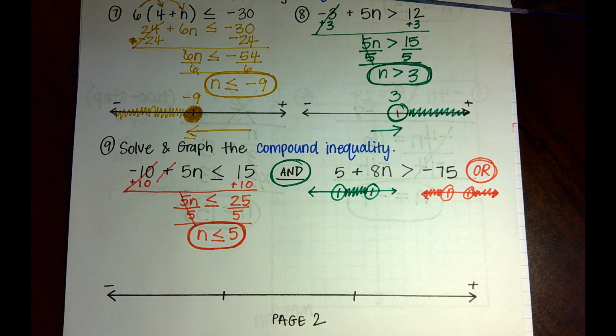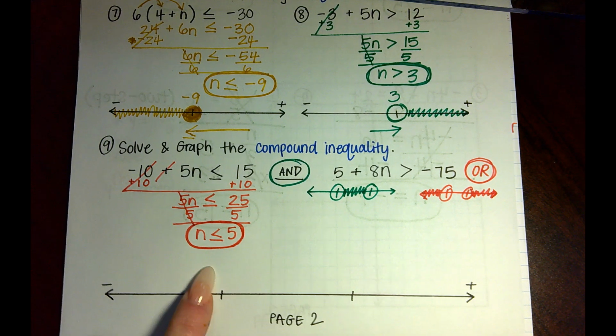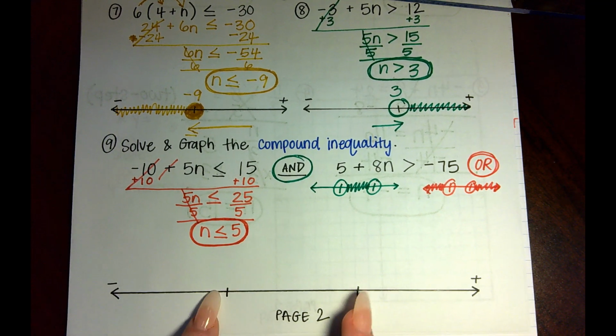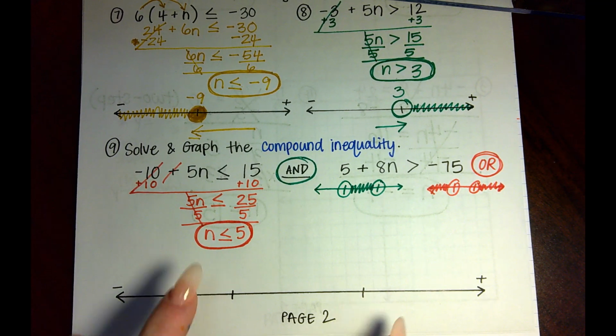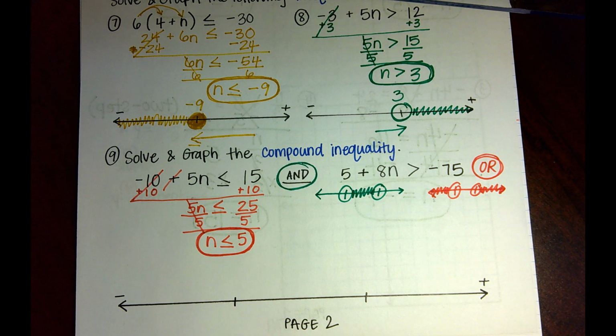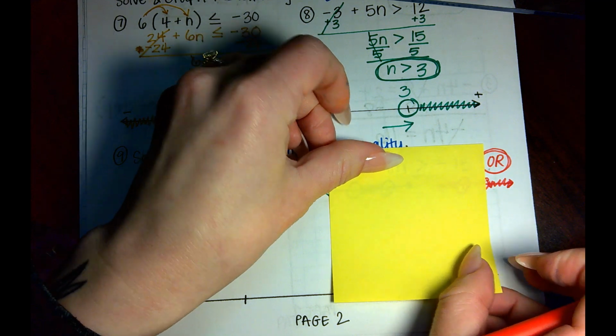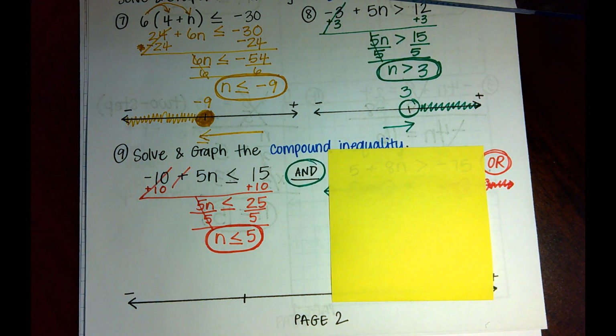Now, we don't want to graph it just yet because we need to figure out which number goes on which tick mark. We have 2 answers. So we've got n is less than or equal to 5, and we'll keep that there and move on to solving the next one. I'm going to put a sticky note over this so that I can actually see my work.